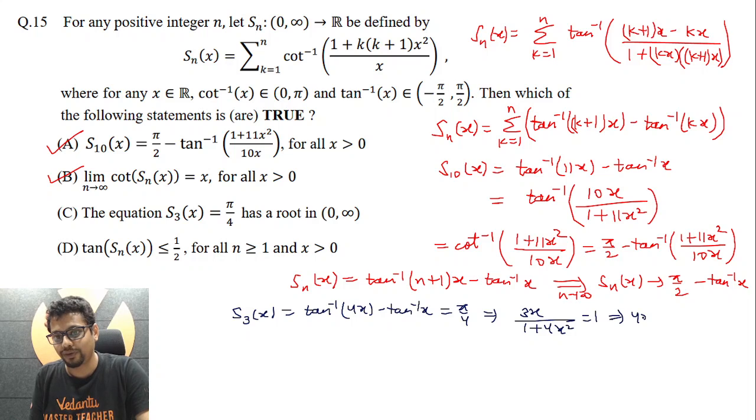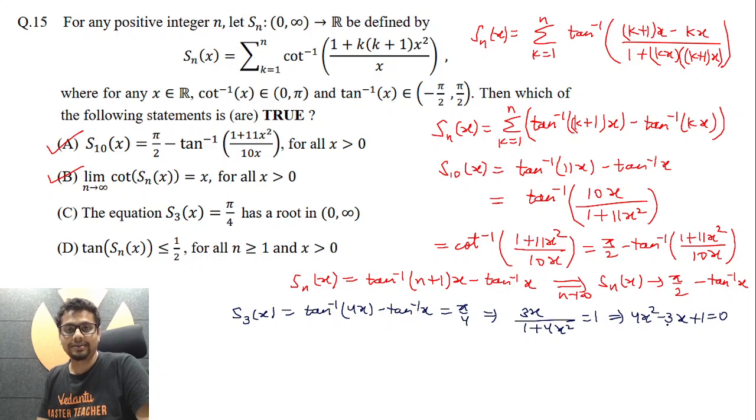That essentially means 4x square minus 3x plus 1 equal to 0. Now what about the discriminant? b square minus 4ac is 9 minus 16. It's minus 7. It's negative. So discriminant being negative, that means it does not have any real root. What to speak of a positive root? It does not have even a real root. So here C is incorrect.